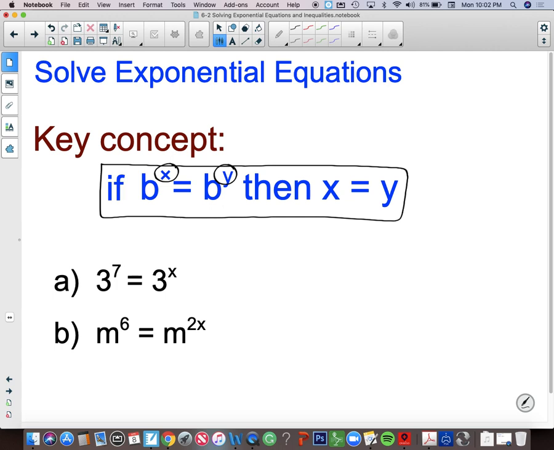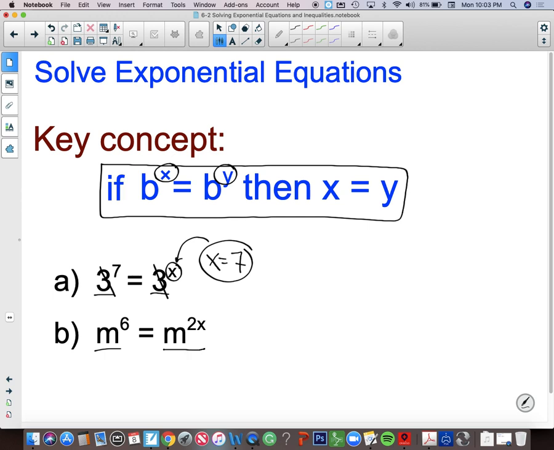Okay, if I'm looking at A here, I got 3 to the 7th equals 3 to the x. So what does x equal here? Should be pretty self-explanatory. If I got a base of 3 on both of these, I can forget about it. And I got 7 equals x, or x equals 7. Okay, because that would make sense if I put a 7 in there. 3 to the 7th equals 3 to the 7th, right? That's like saying 5 equals 5. It makes sense.